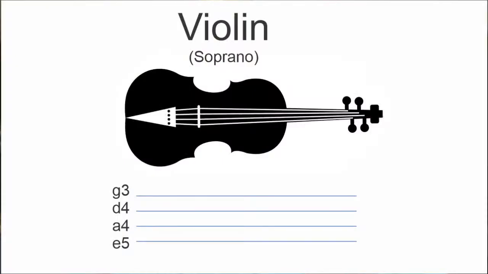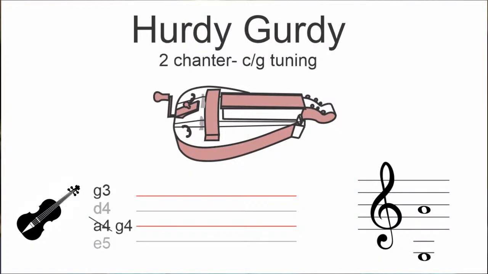Back to the hurdy-gurdy. C-G tuning. Let's cover that and how it relates to a violin. You see these 4 violin strings that we were looking at a moment ago, E, A, D, G. Well, let's tweak that for hurdy-gurdy. There we go. You can see the violin strings, E, A, D, G, but we kind of cross out the A and lower it a step to a G. That's where we have a C-G tuning for a hurdy-gurdy.